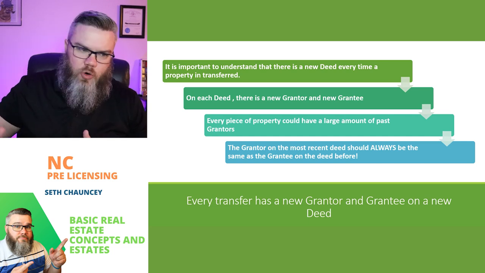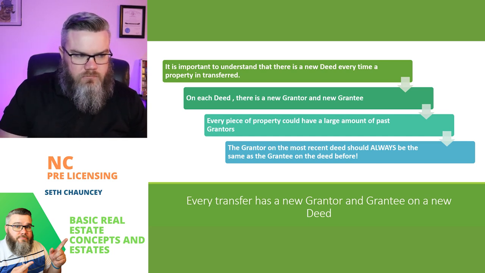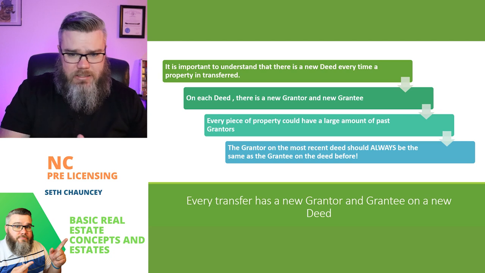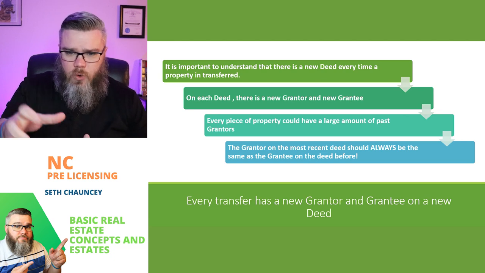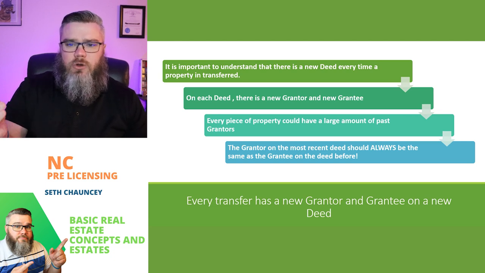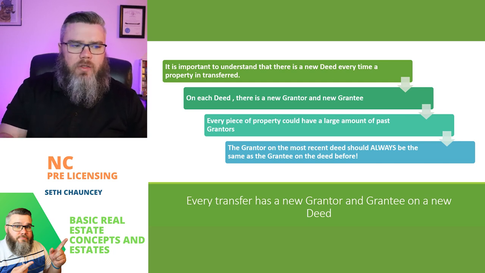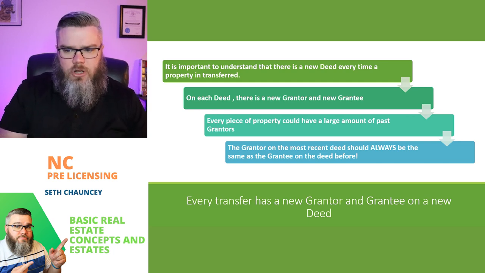And we're going to talk a little bit more about this in a moment. So there are multiple deeds, and every single grantor on the current deed should link as the grantee on the previous deed. We call that chain of title, which we're going to talk more about.